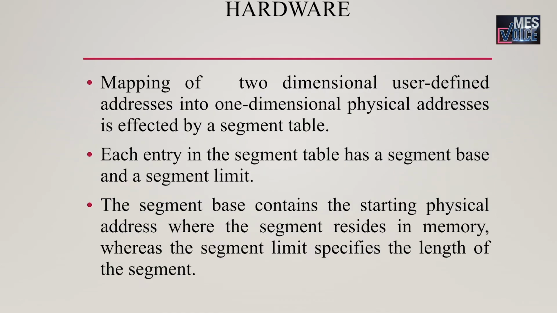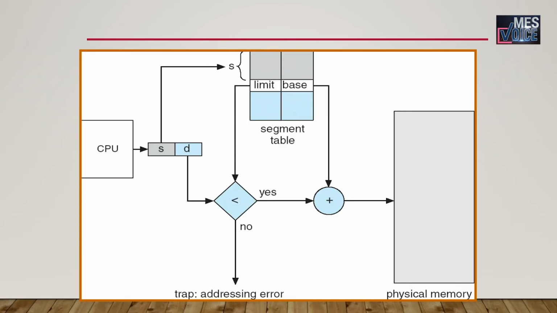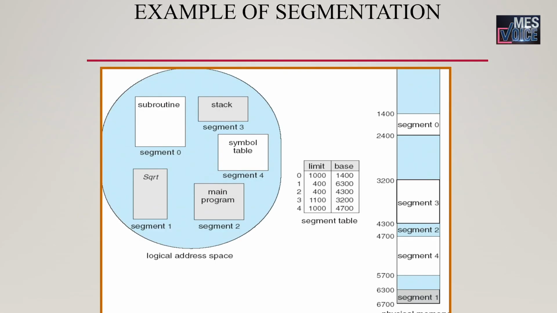Next, the hardware part of this segmentation. So, mapping of two-dimensional user-defined addresses into one-dimensional physical addresses is effected by a segment table. Each entry in the segment table has a segment base and a segment limit. The segment base contains the starting physical address where the segment resides in memory, whereas the segment limit specifies the length of the segment. So, the use of the segment table is explained in this particular figure. A logical address that is generated by the CPU consists of two parts. So, this is an example of segmentation.